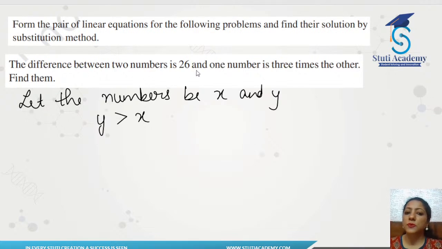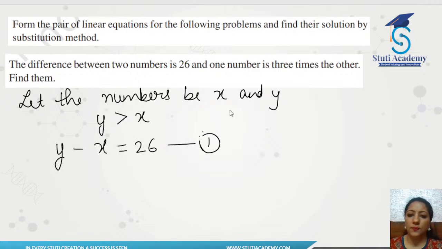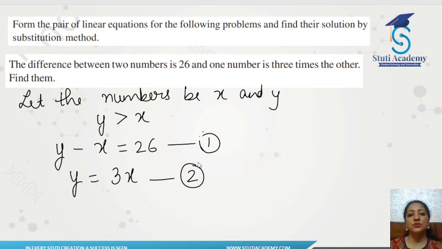I know that the difference between two numbers is 26. That means the bigger one minus the smaller one is 26. That's the first equation which we have got. Also, it is given one number is 3 times the other. So the bigger one would obviously be 3 times the smaller one. You cannot have the smaller one as 3 times the bigger one. Not possible. So bigger number y is 3 times the smaller one. That's 3x. So it's very simple. We have got these two equations here and we have to solve them using substitution method.